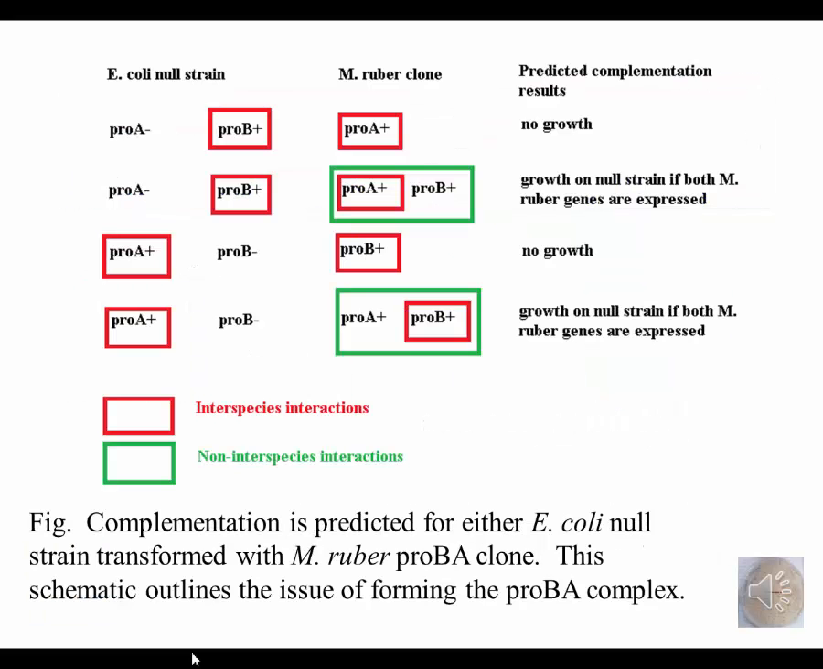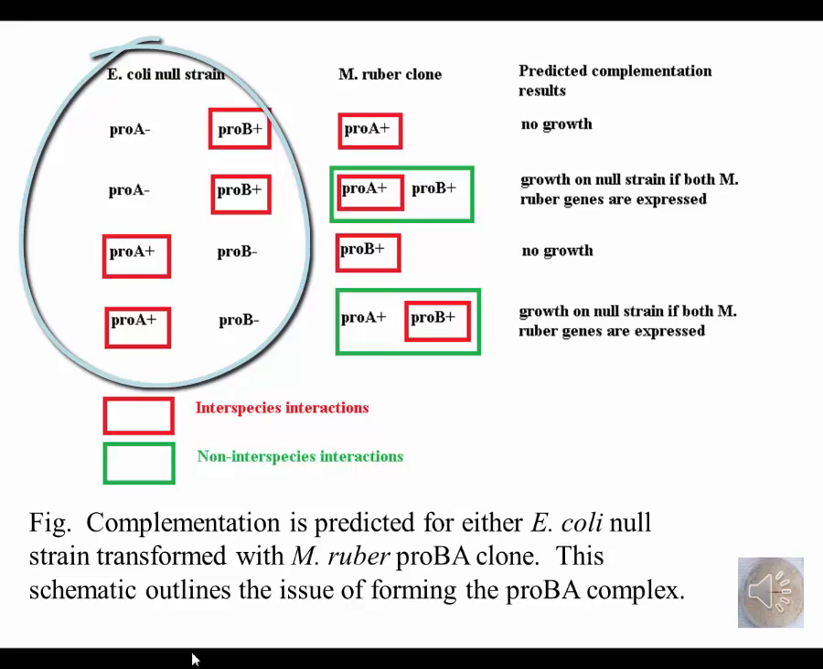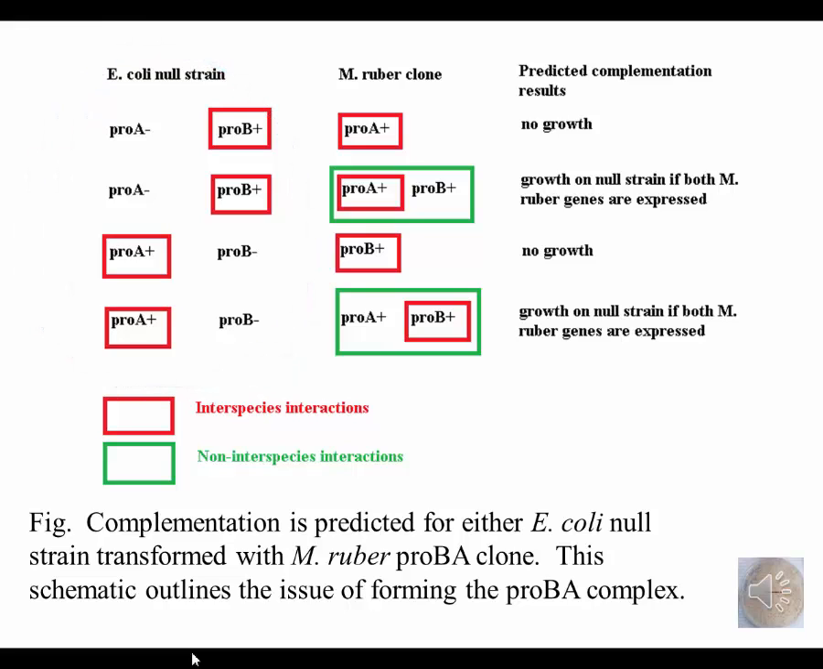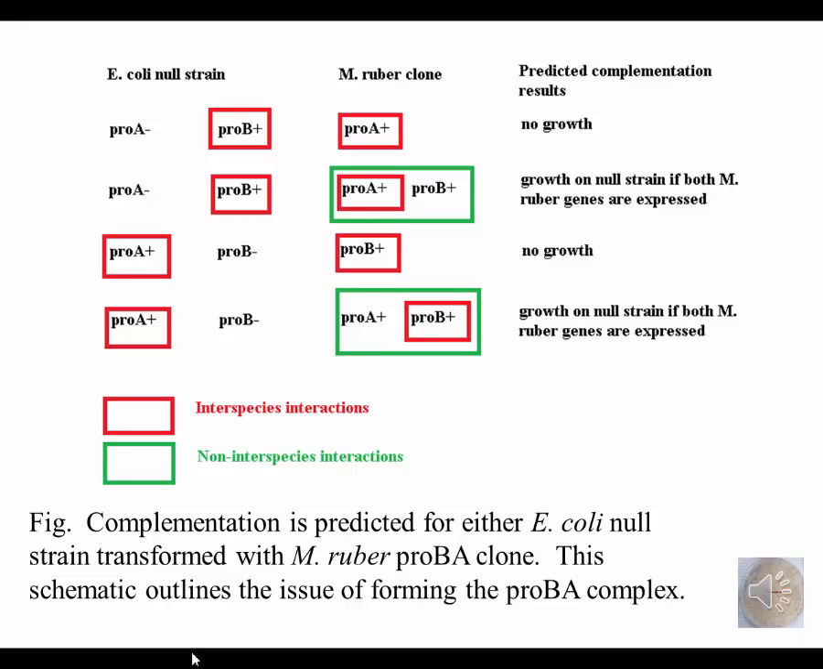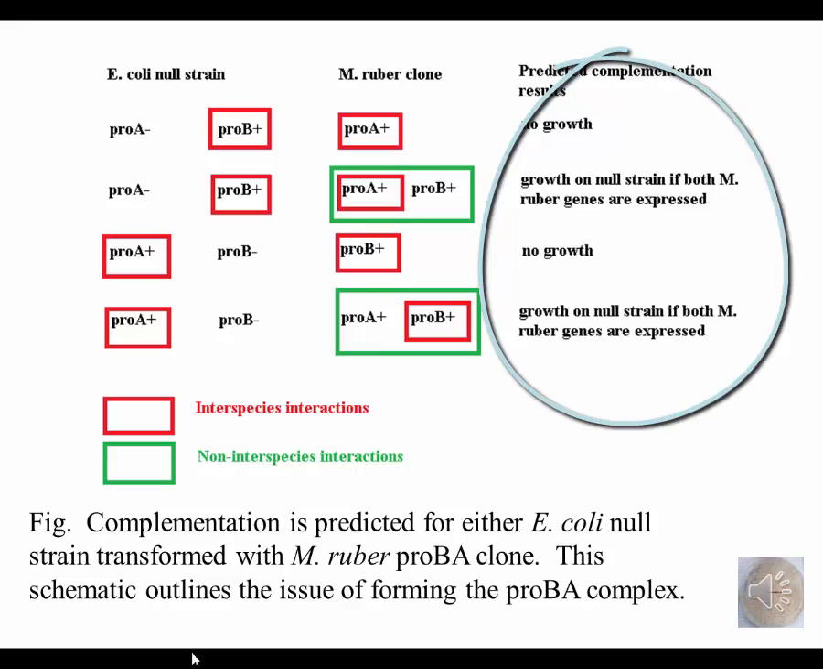In the schematic on this slide, I've tried to show which of the various combinations of Pro-A and Pro-B genes in E. coli null strains and M-Ruber have the potential to complement or not complement. The left-hand column represents the E. coli null strains, the combinations of Pro-A and Pro-B in the E. coli null strains. Then in the next column is the combination of Pro-A and Pro-B in the various clones that we made. And then the third column is the predicted complementation results.